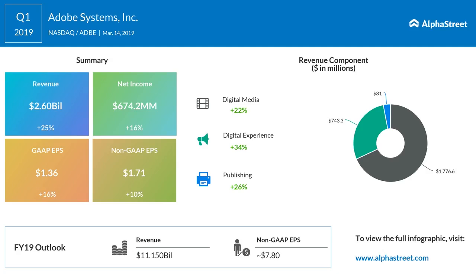In Q2, we are targeting Q2 revenue of approximately $2,700 million, digital media segment year-over-year revenue growth of approximately 20%, net new digital media ARR of approximately $370 million, digital experience segment year-over-year revenue growth of approximately 32%, other expense of approximately $36 million, tax rate of approximately 12% on a GAAP basis and 11% on a non-GAAP basis, share count of approximately 495 million shares, GAAP earnings per share of approximately $1.20, and non-GAAP earnings per share of approximately $1.77. As a reminder, Q2 continues to be impacted by lost deferred revenue and acquisition-related costs.